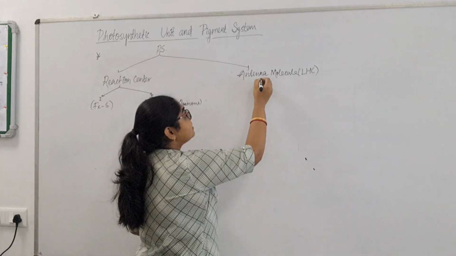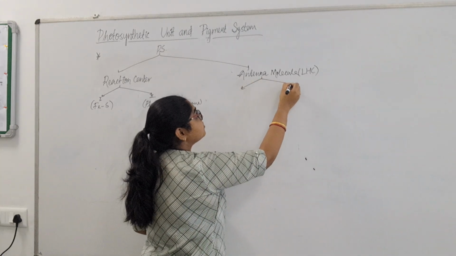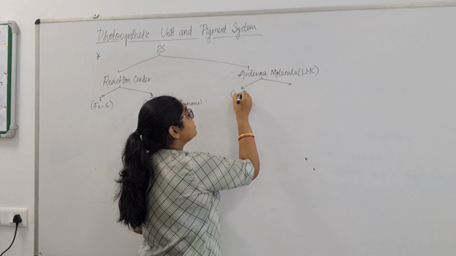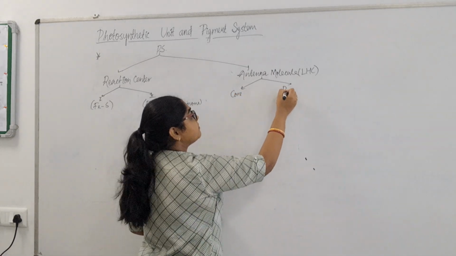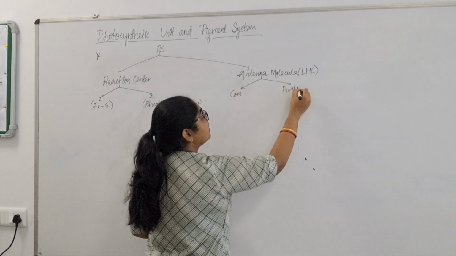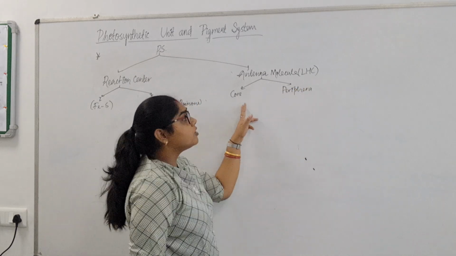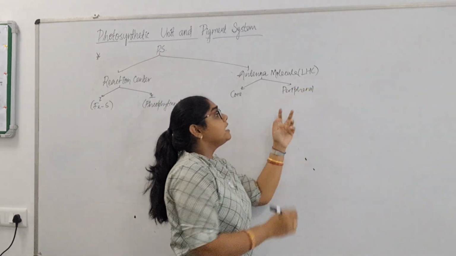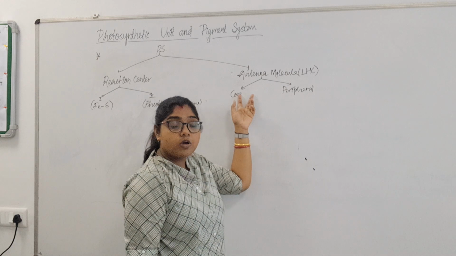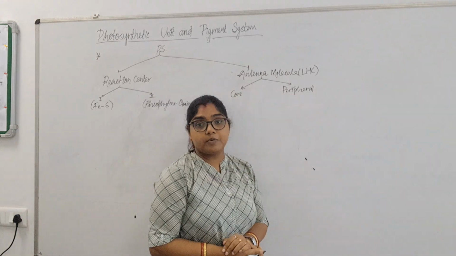So this light harvesting complex is of two types again. One is the core antenna molecule, another one is the peripheral antenna molecule. Core means inner antenna molecule, peripheral means outer antenna molecule.